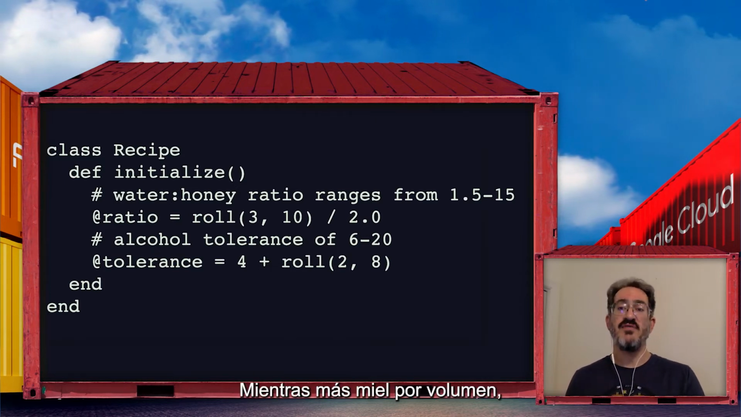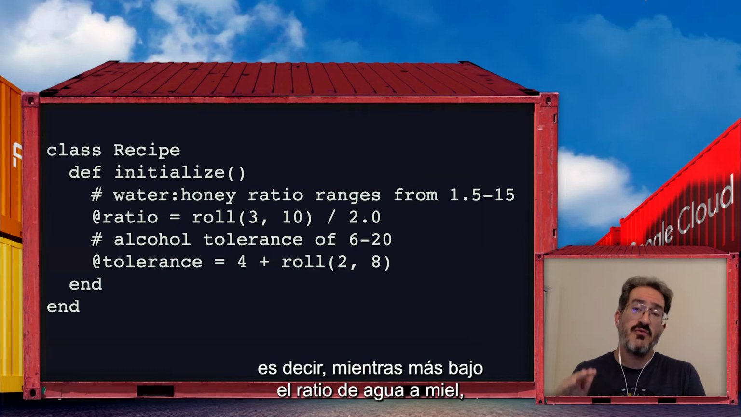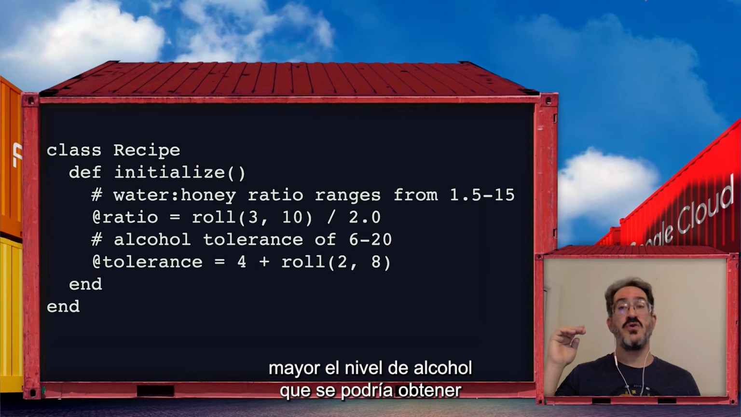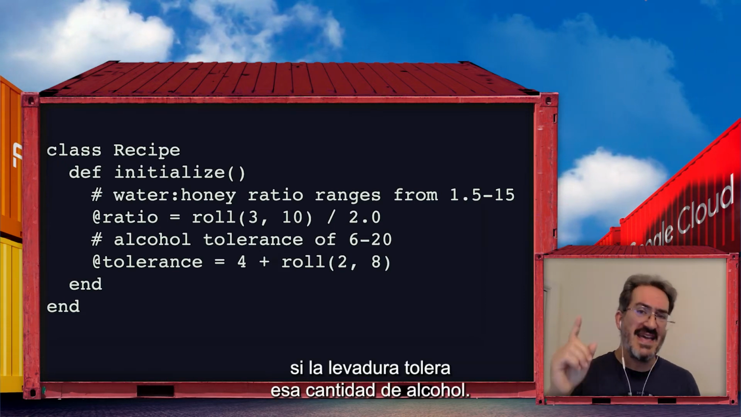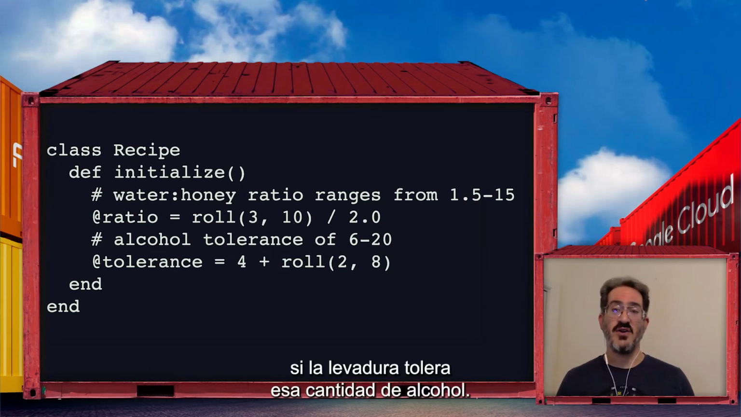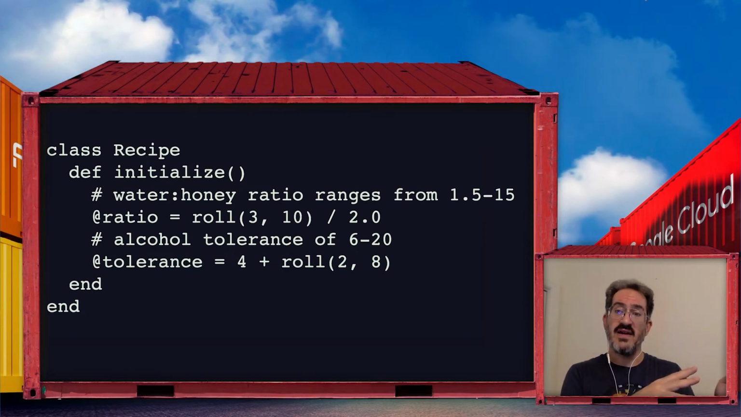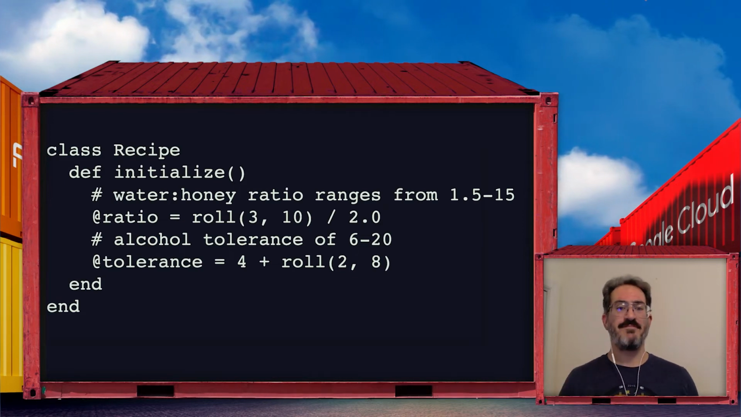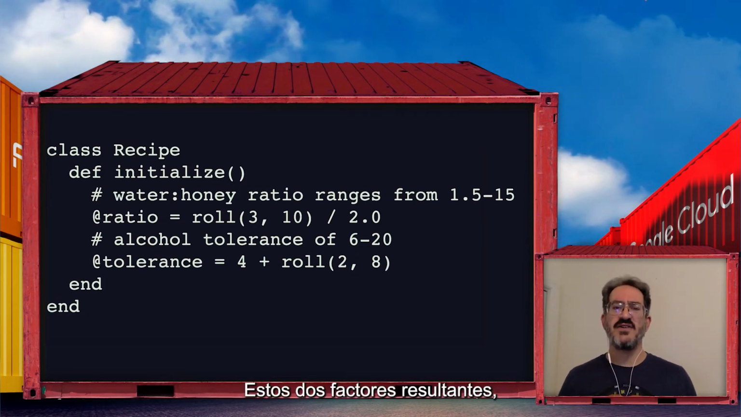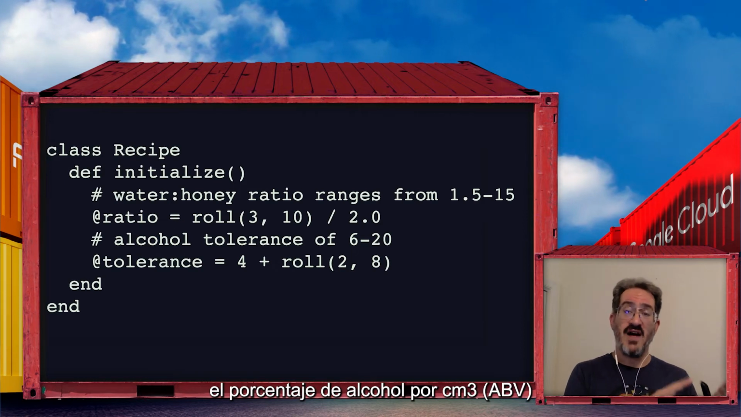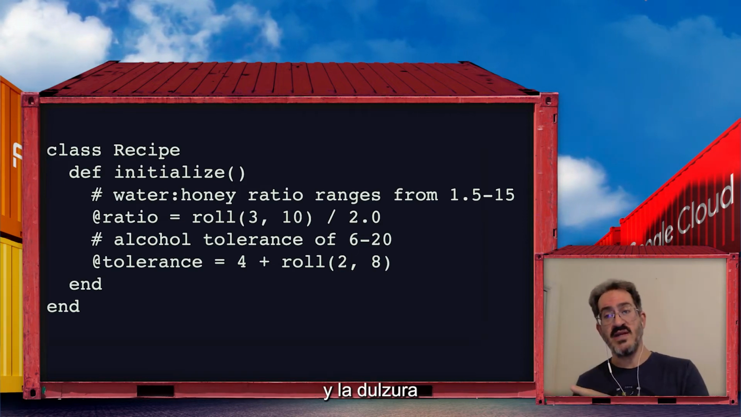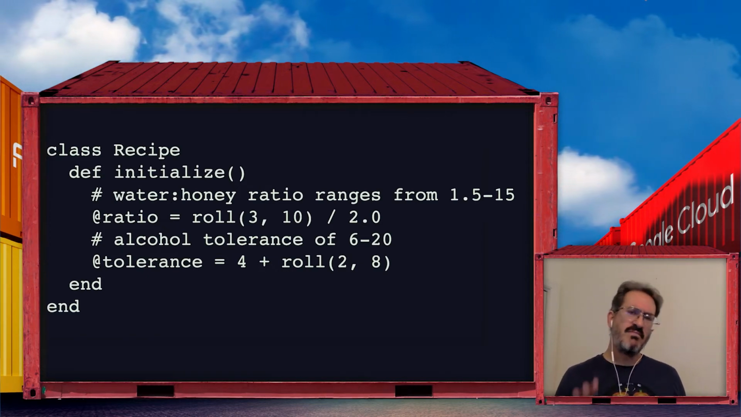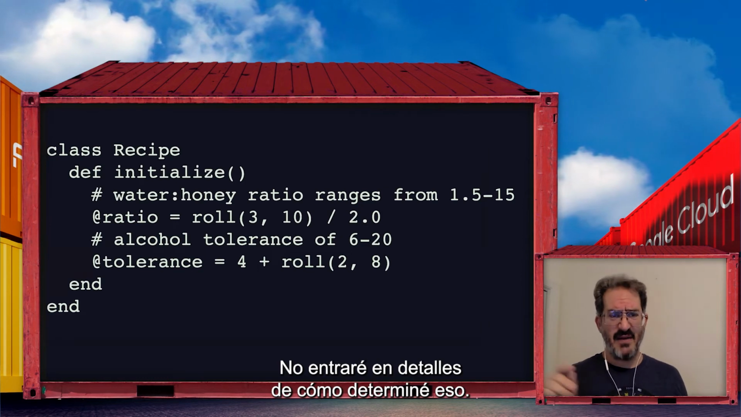The more honey per volume, in other words, the lower the ratio of water to honey, the higher the level of alcohol you could potentially get if the yeast will tolerate that much alcohol. Any leftover honey that the yeast doesn't eat up and convert into alcohol is what makes the mead sweet. And these 2 resulting factors, the percent alcohol by volume, or ABV, and the sweetness, will be how we'll evaluate each recipe. We'll spare you the details of how we figure that out, though.